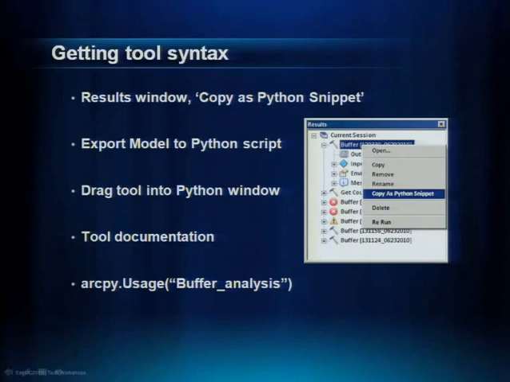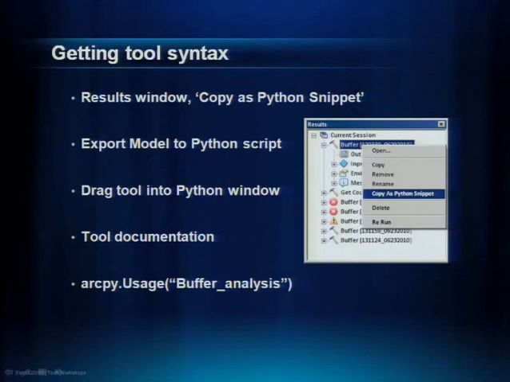So if you have some established workflows that are already models, a starting place for you is to export your models to scripts. You can also drag tools from the Arc Toolbox window or the search window that Dave showed right into the Python window, and it'll automatically drop in the correct tool syntax for you. You can look at the tool documentation.